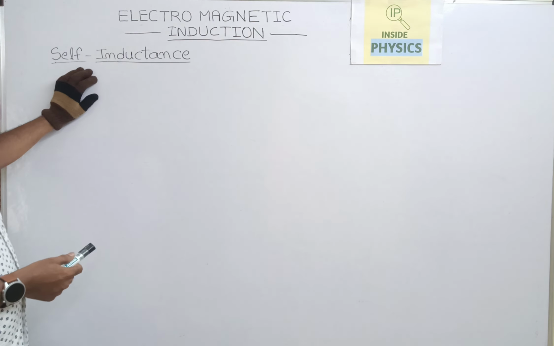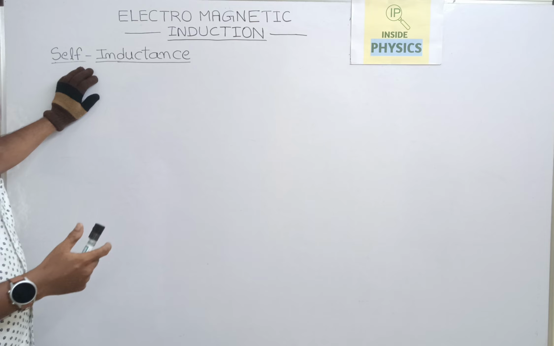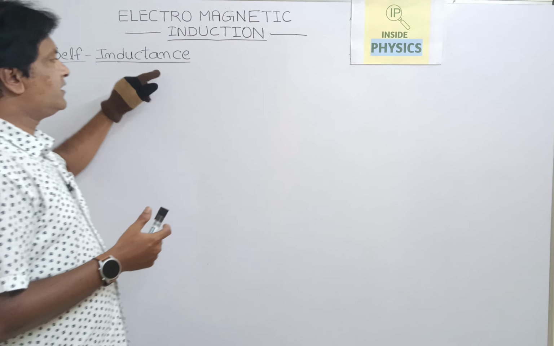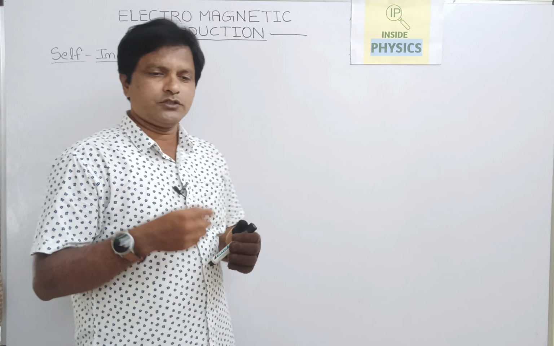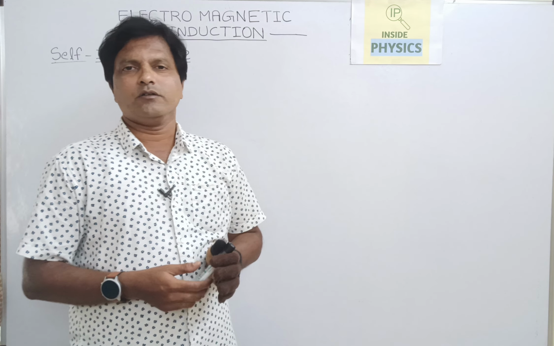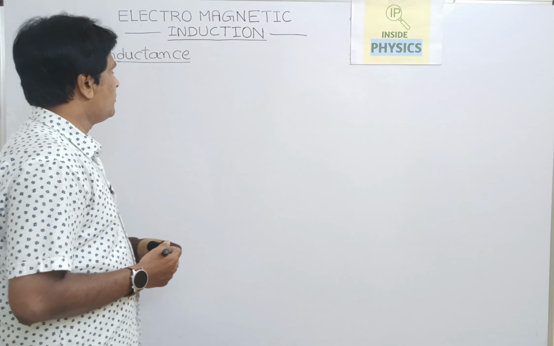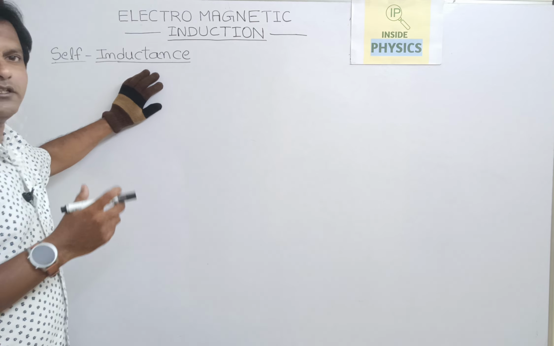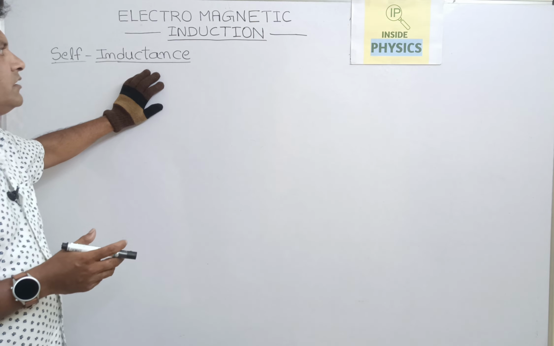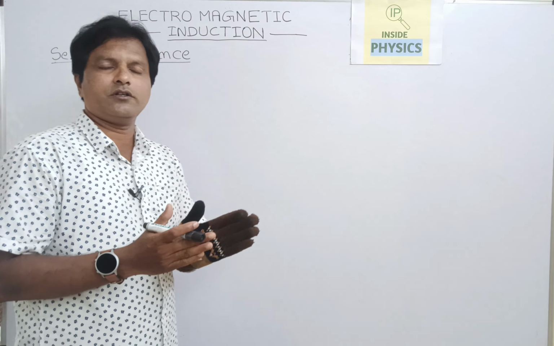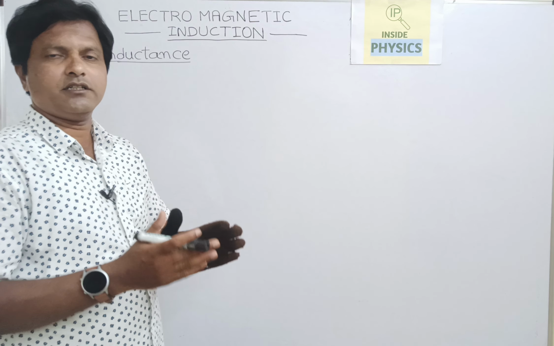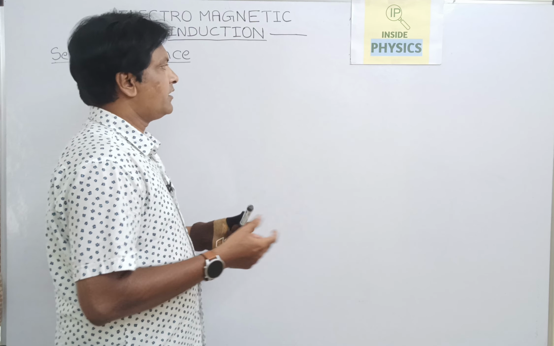Now here we see what is self-inductance. This is linked to a particular conductor or a solenoid or a toroid, whatever it may be. Now we see some theory regarding this self-inductance. So there will be a flux around the solenoid of N turns. There will be a number of turns.